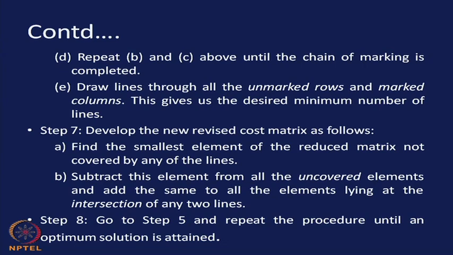So, basically you are finding the smallest element, and once you have obtained it, you subtract it from the uncovered elements, whereas if there is an intersection of two lines, with that element we will add the smallest element. Then again we will go to step 5 and repeat the process. Repeat the process means again you allocate zeros and you repeat until we obtain the optimal solution.